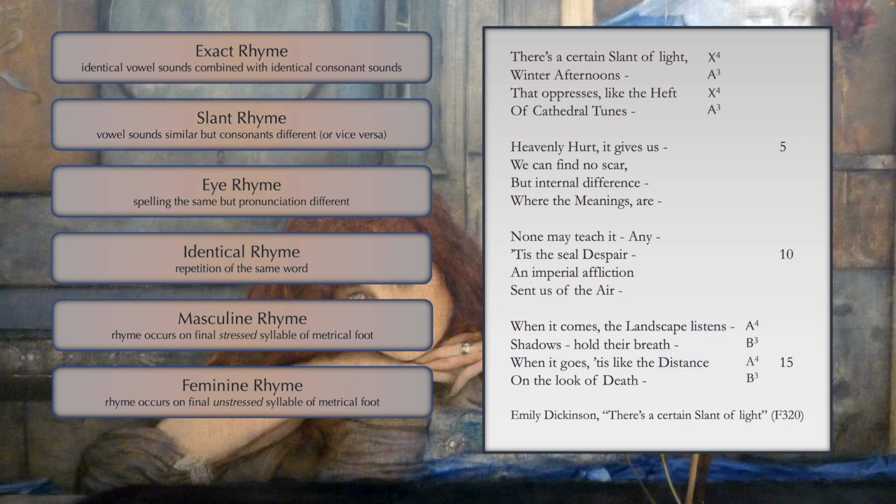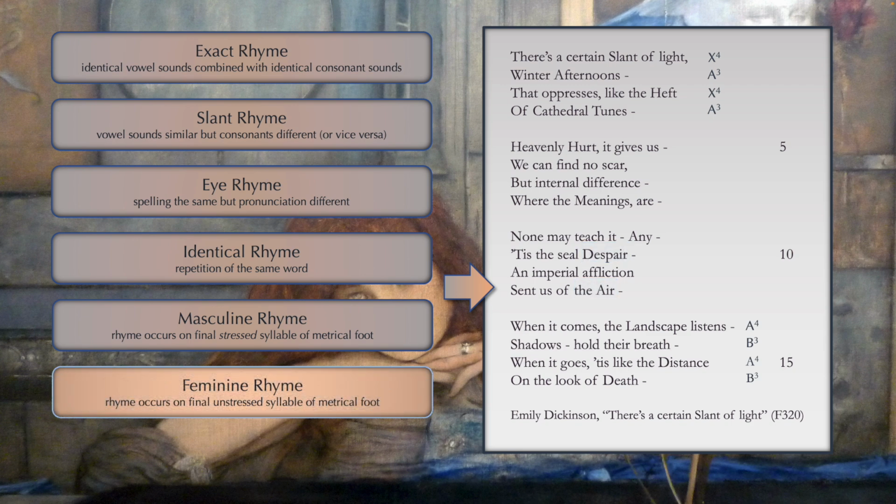Masculine rhyme is when the rhyme occurs on the final stressed syllable of a metrical foot. So here we have despair, and then its rhyme is the fourth line, the air. And because I have the acute accent on pair and air, that gives us the masculine rhyme. It falls on the stressed syllable in those cases.